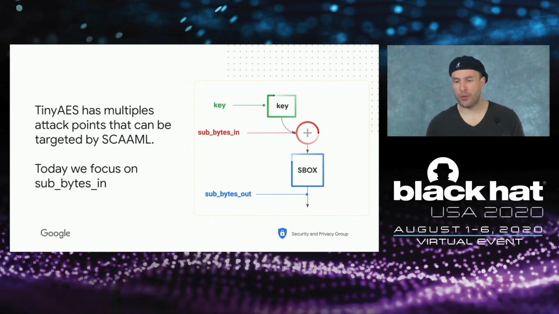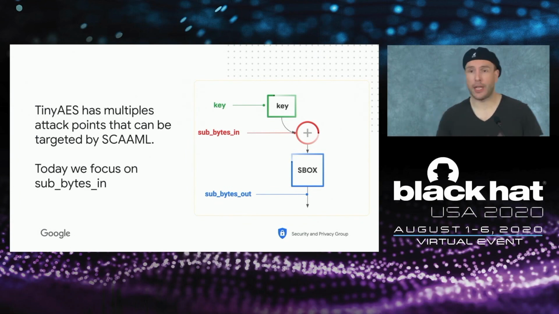You could also target SubBytes out if you wish. As we explained earlier in the previous talk, trying to target the key doesn't work really well. This is not a vulnerable point for TinyAES, so your model will probably not get as good of an accuracy. And given that we are trying to get the most obvious leakage for now, SubBytes is perfectly fine.